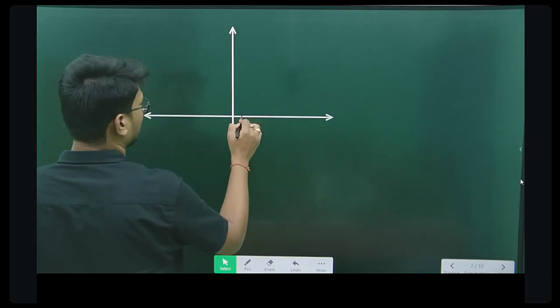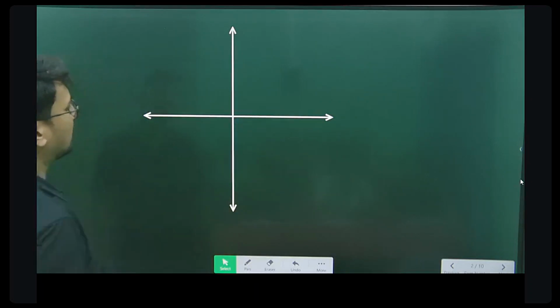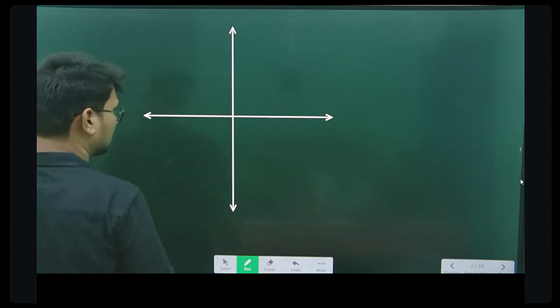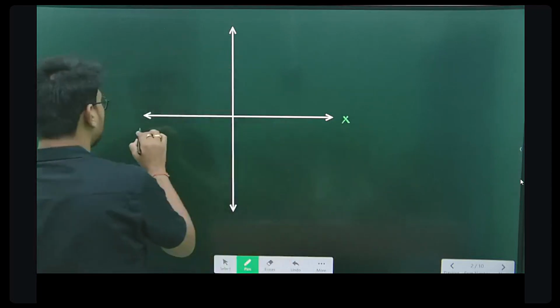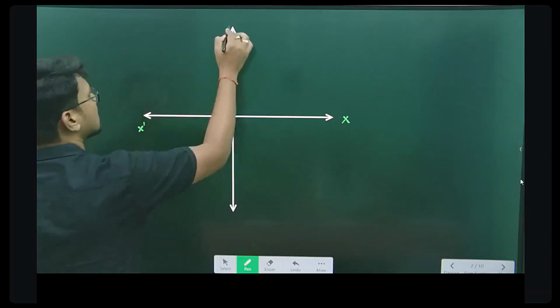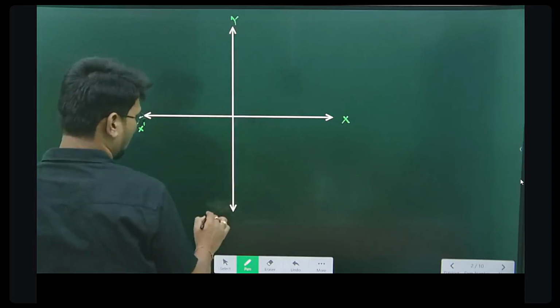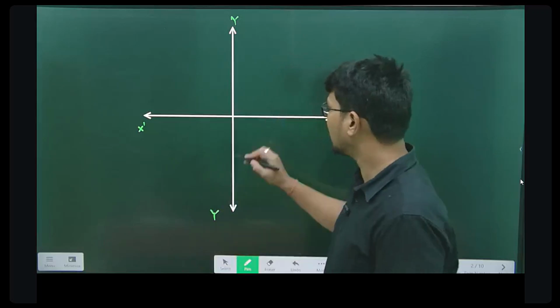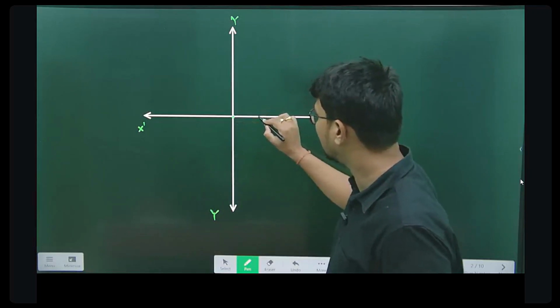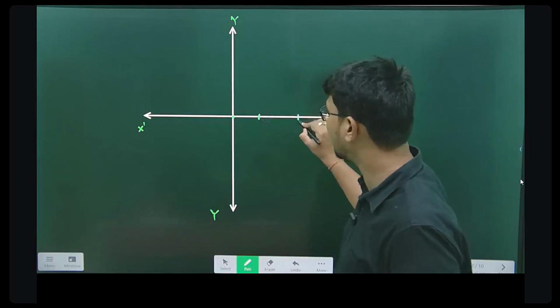Now check. Like we were taking basically x dash, this is y dash. Like we are taking the points, children. This is the origin. So 1, 2, 3. Like we are taking, or not.